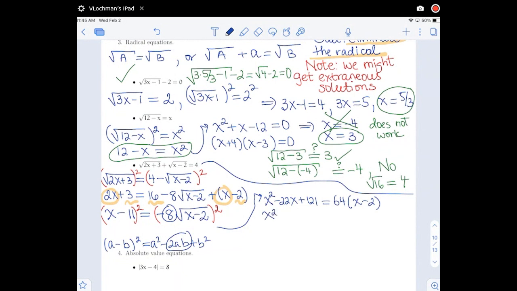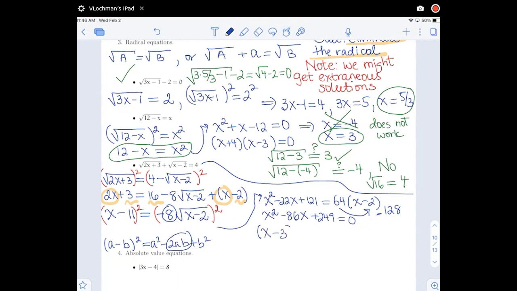Negative 22x minus 64x, so I'm going to get negative 86x. And then this is 128. So 121 plus, well, this is negative 128, right? So 121 plus 128, that should give us 249. And that's my equation. Okay. Now at this point, you could do a couple of different things. You could apply the quadratic formula, but this one is actually factorable. And there's no easy way to just see it. You would just have to play around with numbers and see how it factors, but it does factor nicely.